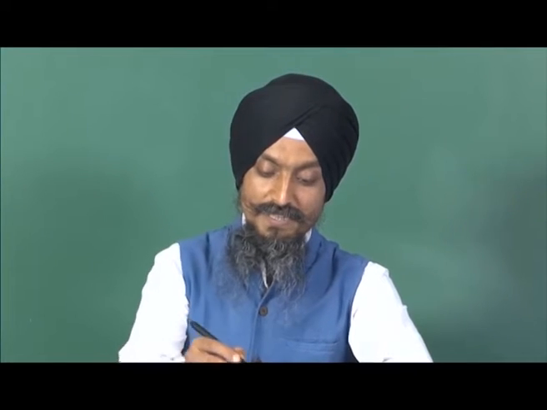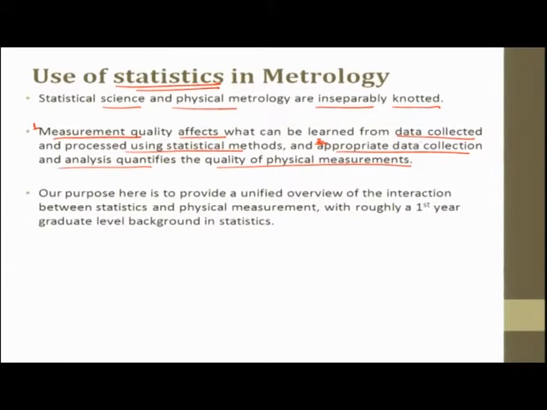I'll discuss reliability and validity. Data could be valid or data could be reliable. It could be both. So data has to be valid and reliable. Sometimes the data is not valid but reliable; we'll see this in the context of accuracy and precision as well in the forthcoming slides. Measurement, that is metrology, affects what kind of data is collected, and appropriate data collection and analysis quantifies the quality of physical measurements. Point 2 is done by statistics.